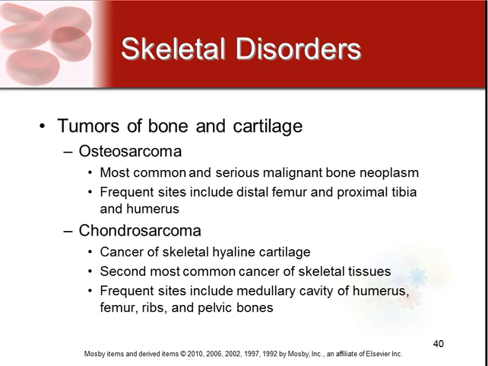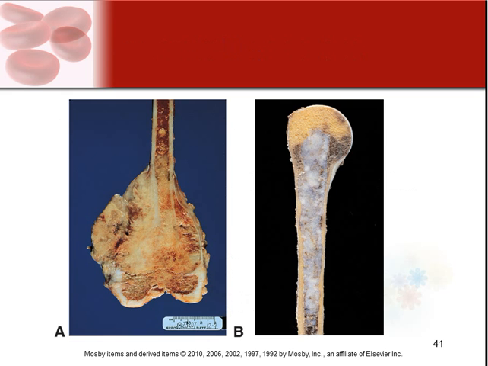Or then you can have a cancer of your cartilage. So that would be the second most common type of cancer in your skeletal tissue. Some frequent sites for that are your medullary cavity in areas like your humerus or your femur, and your rib cage or your pelvic bones. So those are some pretty serious types of cancer to have.